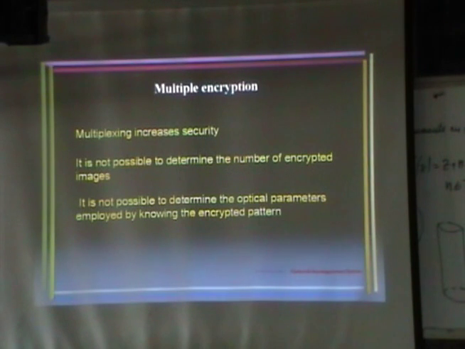Well, therefore, the main conclusions are: multiplexing increases security. It's not possible to determine the number of encrypted images because they are uncorrelated speckle patterns. And second, it is not possible to determine which optical parameters were employed in each step, in each encrypted image. So these are the main conclusions that we obtain from multiplexing.